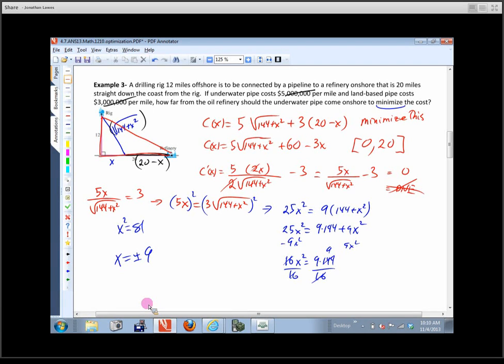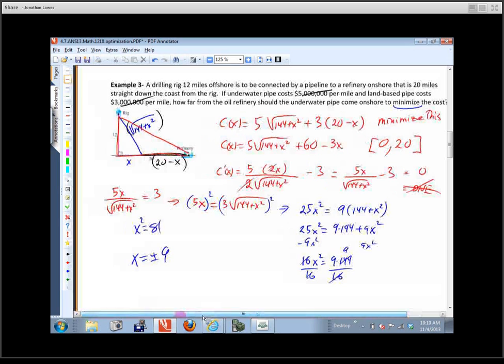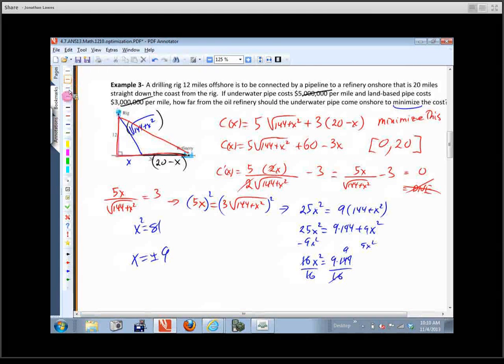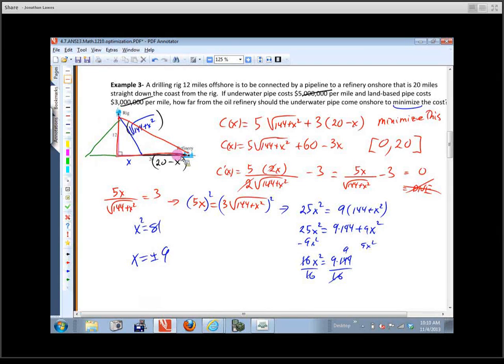Which one of those is the answer we're going to check? Positive 9, okay? Now, if you were an engineer for an oil company and you said x equals negative 9, you're getting fired, okay? Because you're going the wrong way. All right, so we're not going to worry about that one. We're just going to check x equals 9.